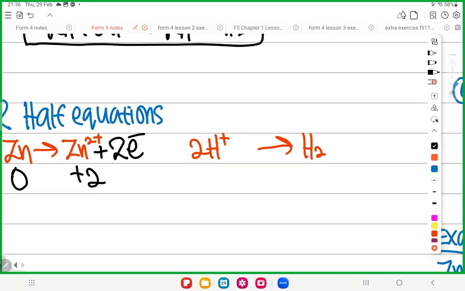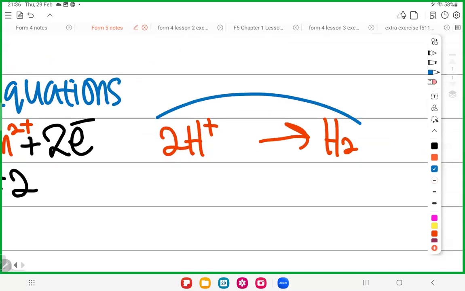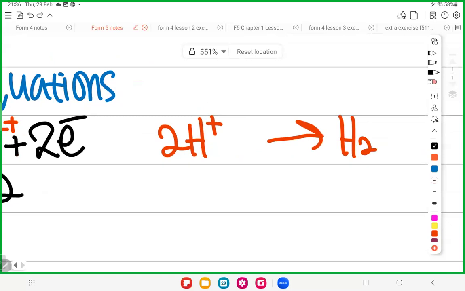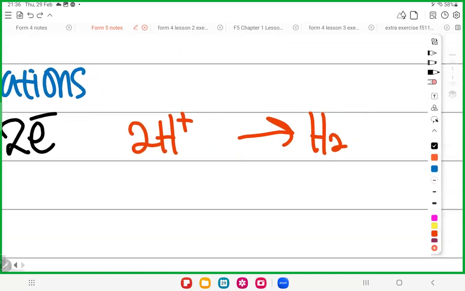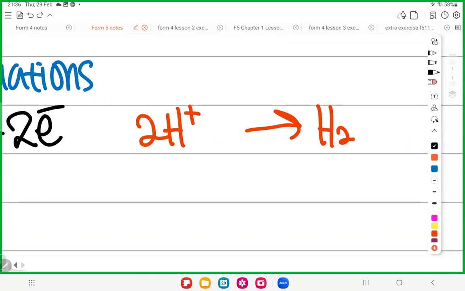Next one. Okay, now everyone, same thing. This one, how to complete this half equation? I got 3 questions for you. First question, can we cut the 2? Can we cut the 2? Cannot. You only can simplify the number in front, isn't it? You cannot simplify the number in front and at the back. Okay, you cannot cut lah.